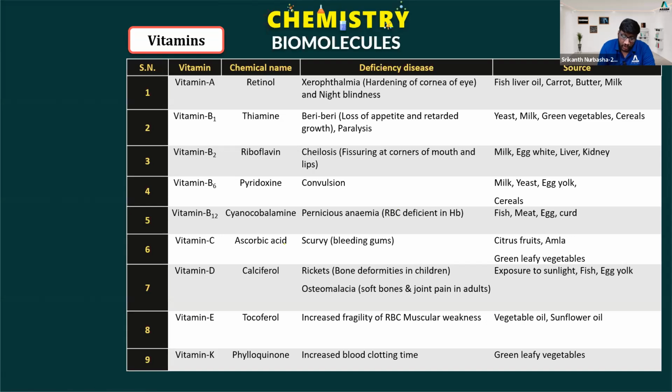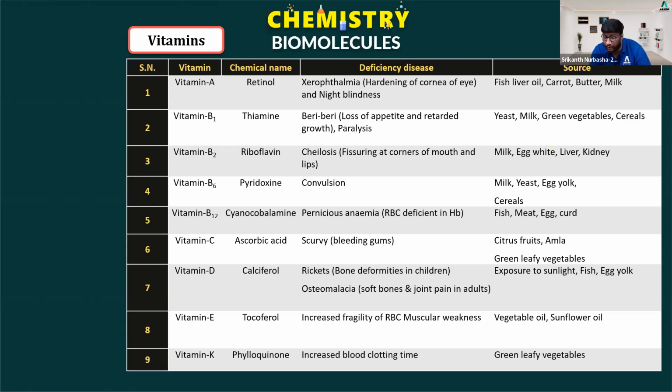Vitamin C, ascorbic acid, leads to the disease called scurvy. Vitamin D, calciferol, causes rickets, bone deformities in children, and soft bones and joint pains in adults. Vitamin E, tocopherol, causes increased fragility of red blood cells and muscular weakness. Vitamin K, phylloquinone, increased blood clotting time. And these are the respective sources.